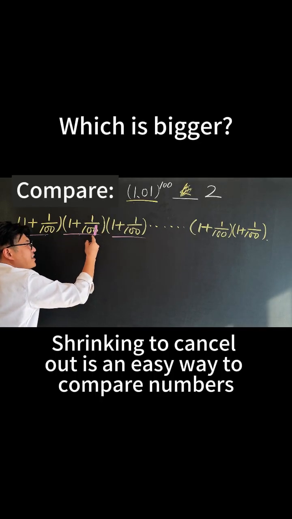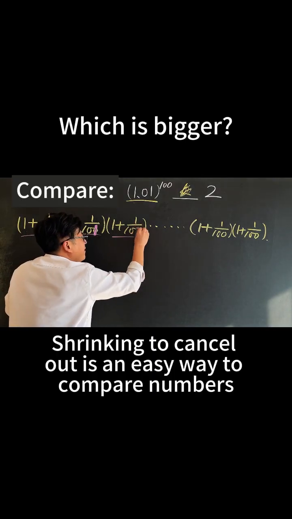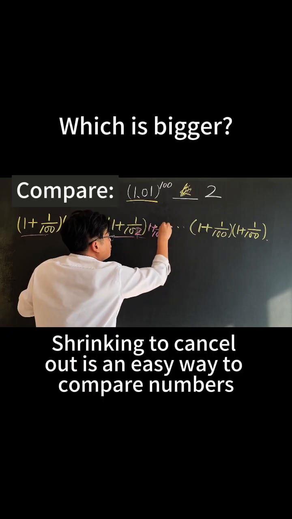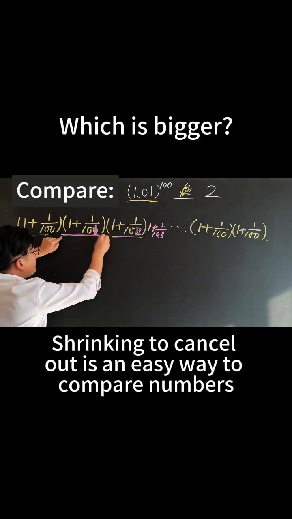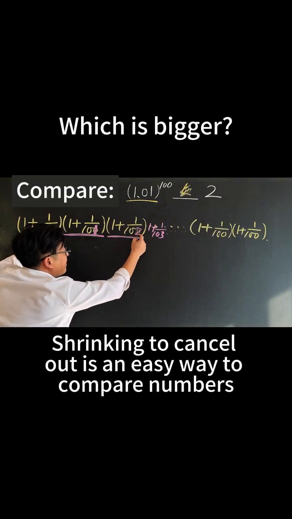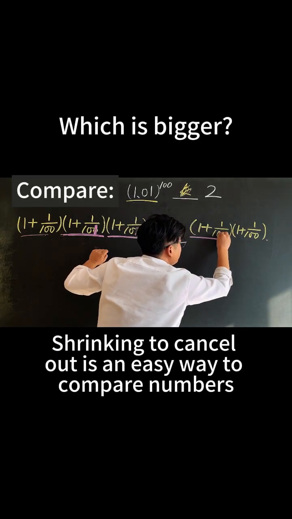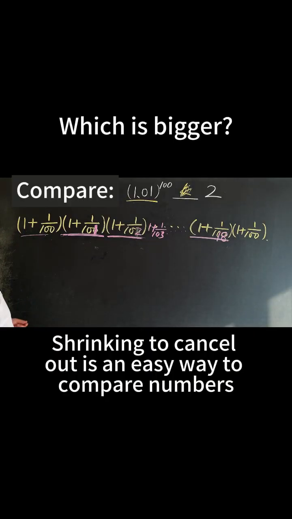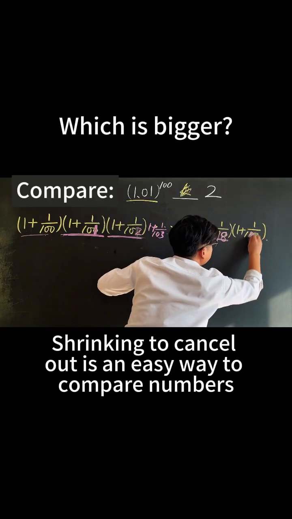For the second term, 100 becomes 101. For the third term, 100 becomes 102. And for this one, it would definitely be 1 plus 1 over 103, right? And you keep adding like this. Up to which term is this? The second term adds 1, the third term adds 2. So what about the 99th term? By this point, isn't it adding up to 199?